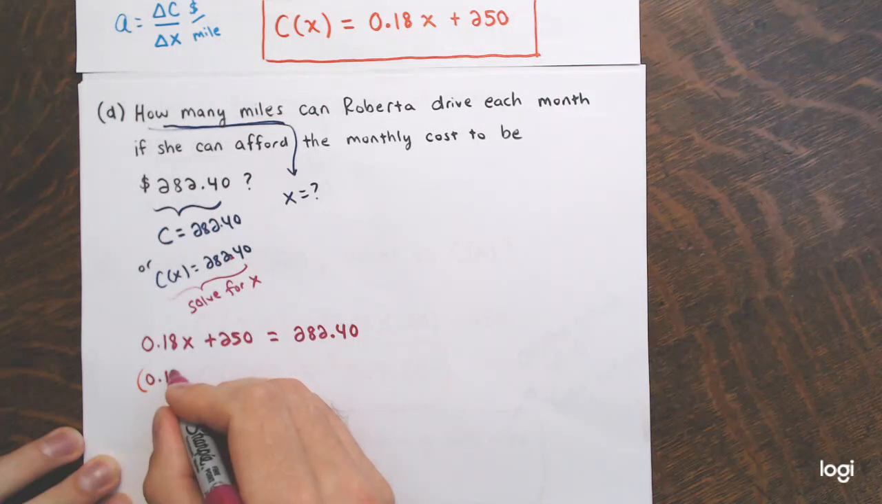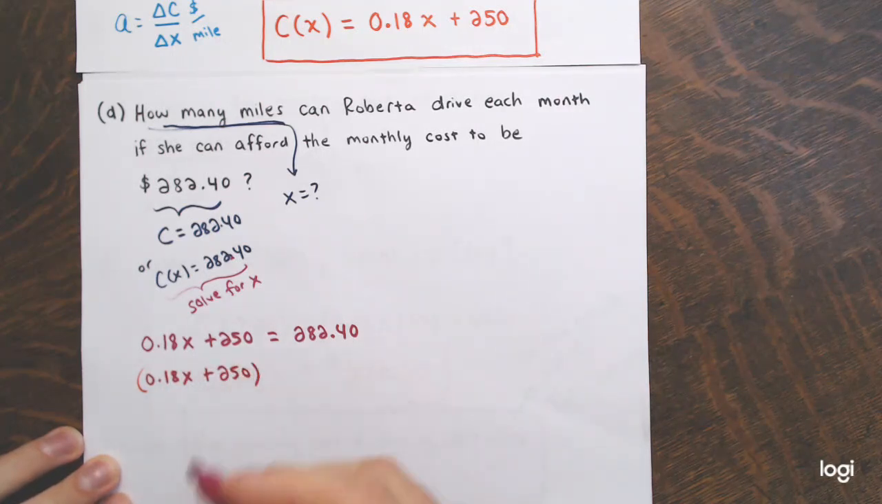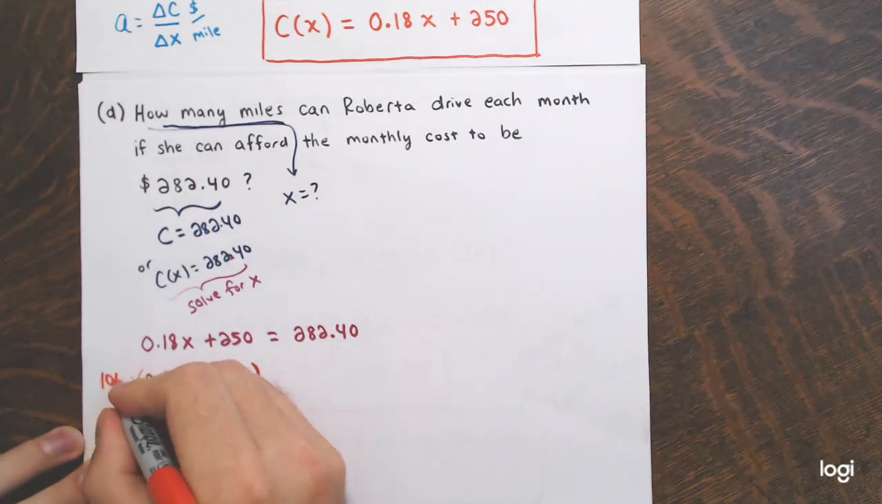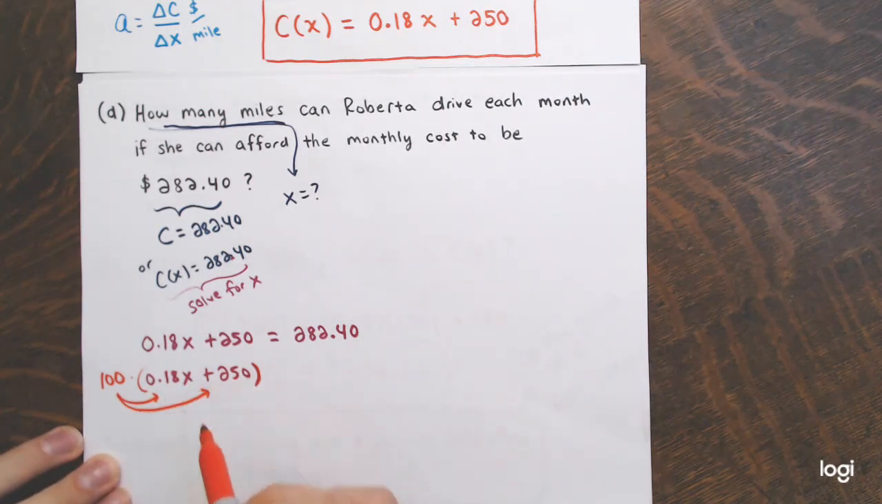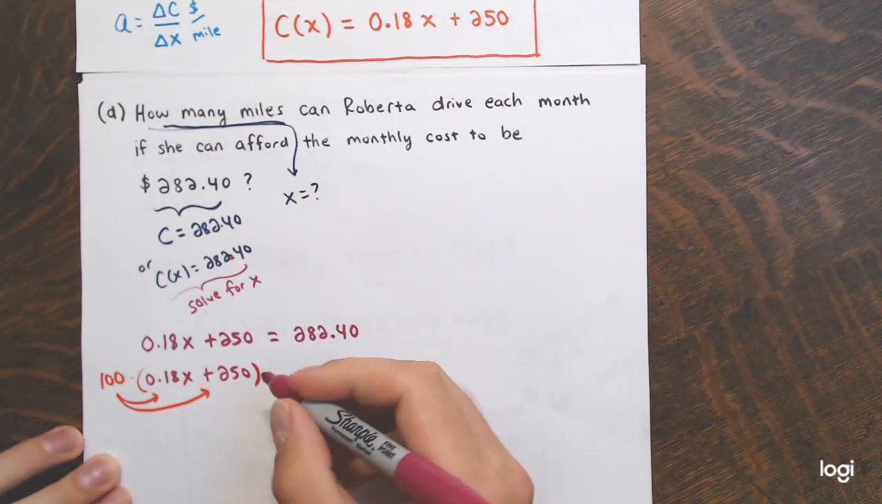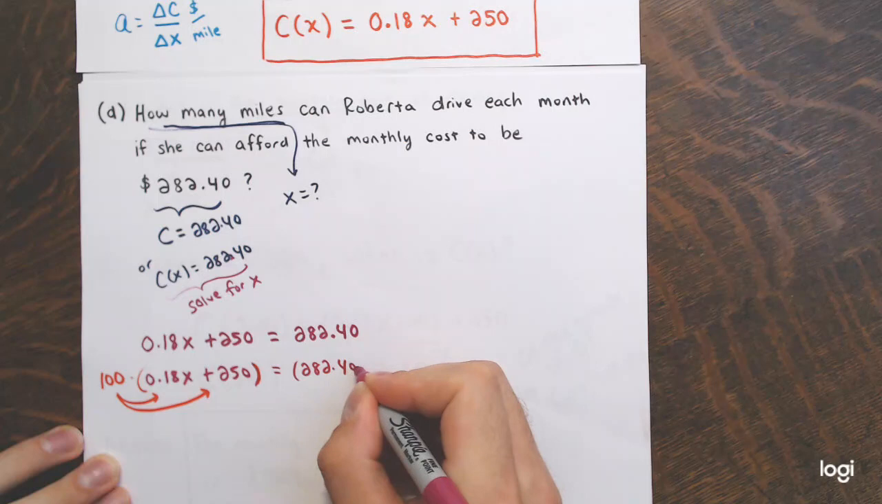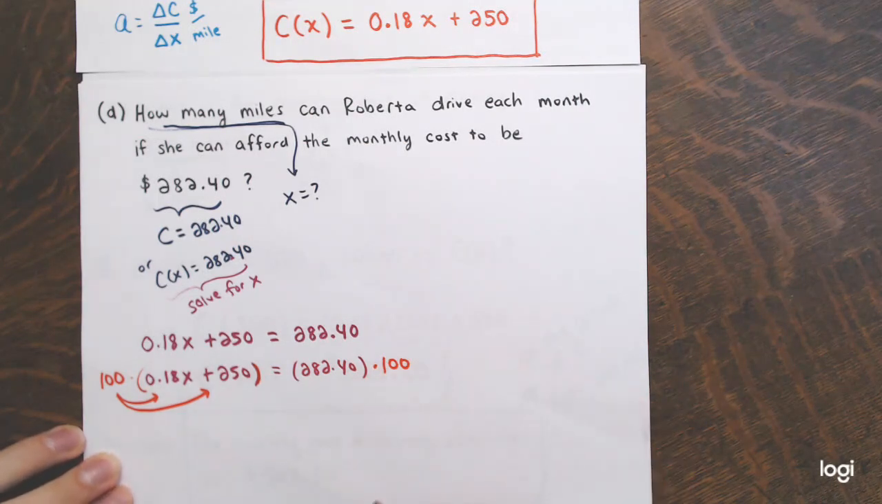I'll multiply this whole left side by 100. There are two terms over here, so that's going to require some distributing. Each of those terms, the entire side, gets multiplied by 100. And then same thing for the value on the right side. There's only one term on the right side, so again, we're just multiplying by 100.